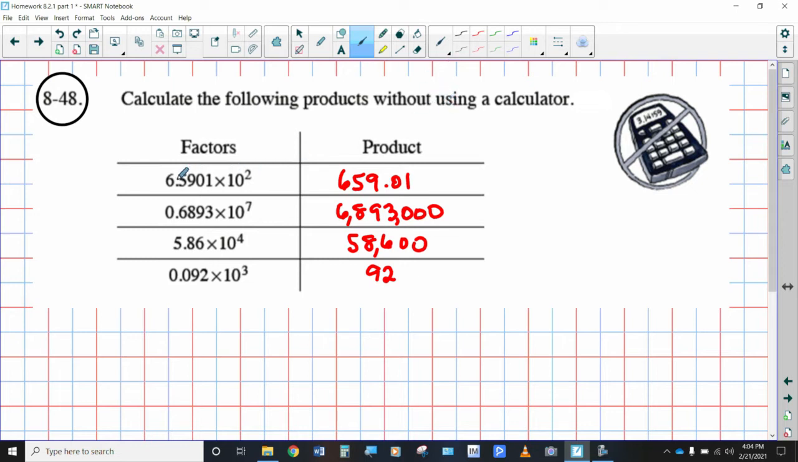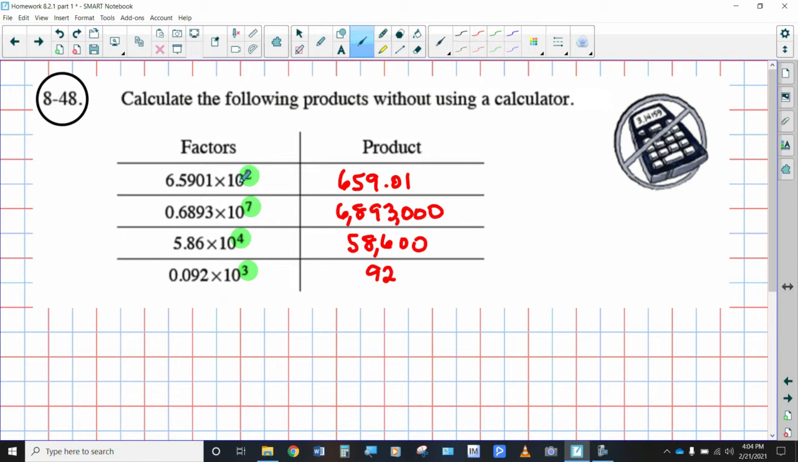All right, calculate the following products without using a calculator. So remember, this is scientific. Well, they're supposed to be scientific notation. This one is, and this one is, but that's technically not, and that's technically not. So I guess this isn't supposed to be converting from scientific notation to standard form. It's just a decimal number times the power of 10, and you always move the decimal point to the right the number of places that the exponent tells you.